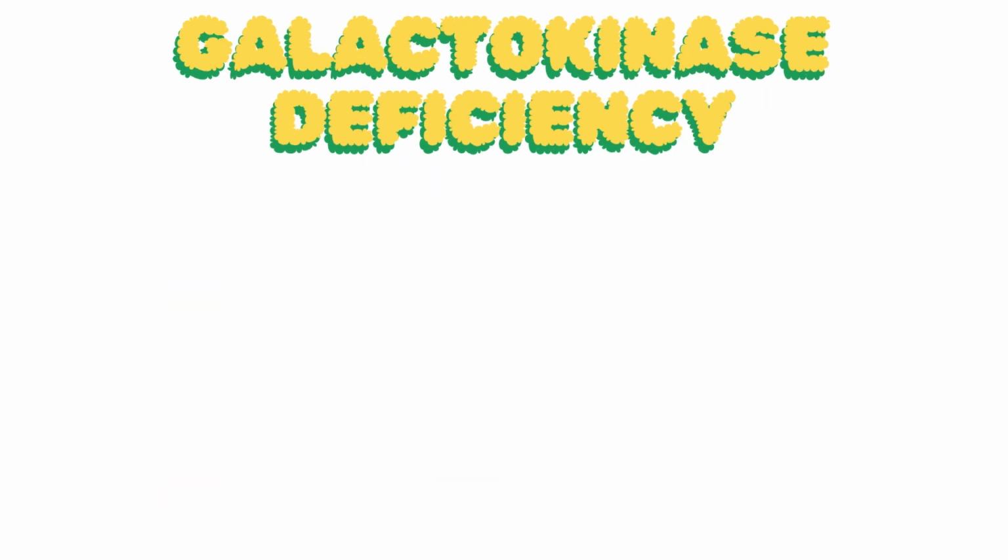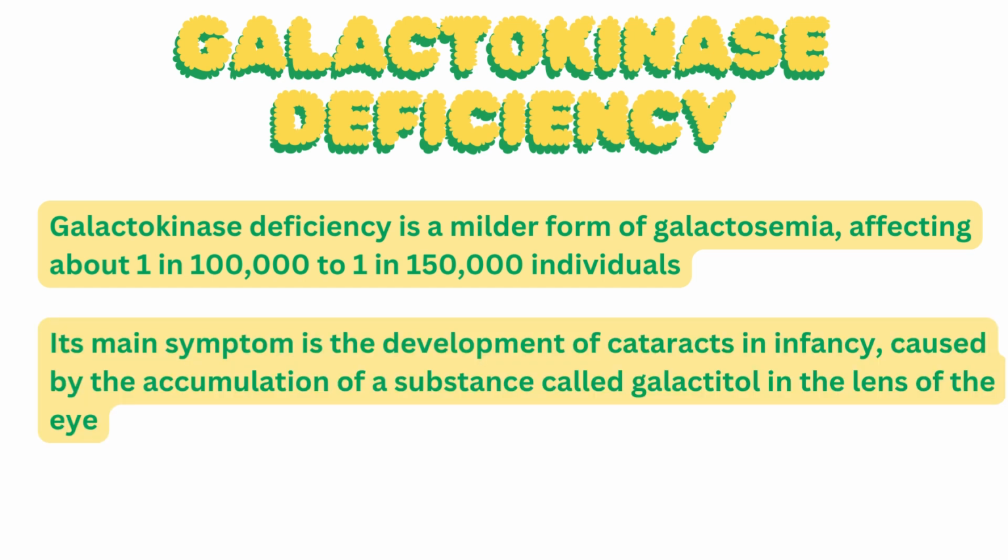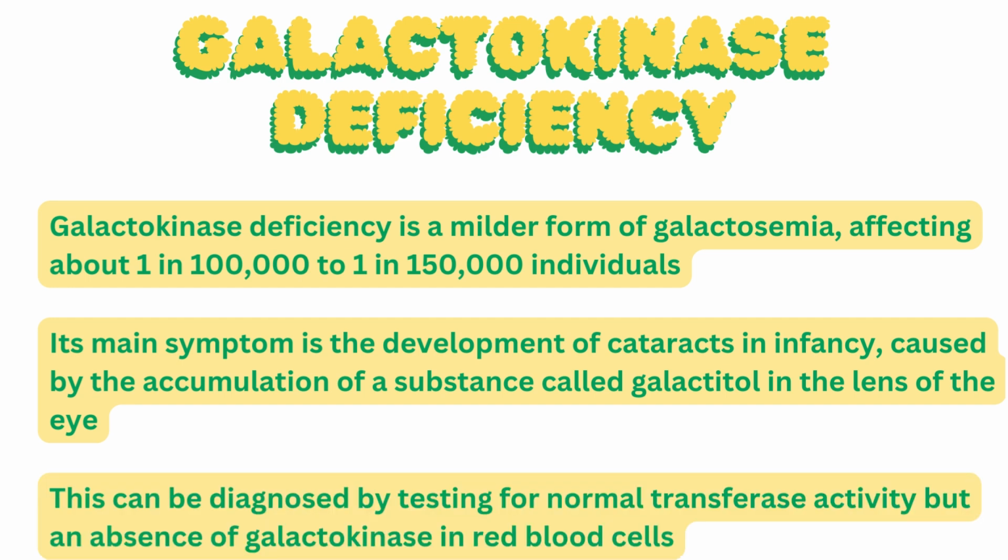Galactokinase deficiency. Galactokinase deficiency is a milder form of galactosemia, affecting about 1 in 100,000 to 1 in 150,000 individuals. Its main symptom is the development of cataracts in infancy, caused by the accumulation of a substance called galactitol in the lens of the eye. This can be diagnosed by testing for normal transferase activity but an absence of galactokinase in red blood cells.